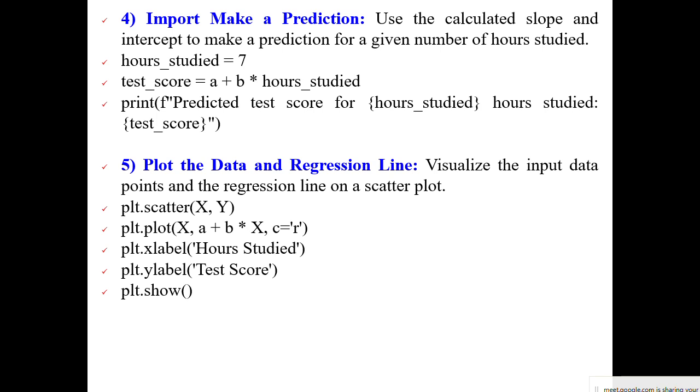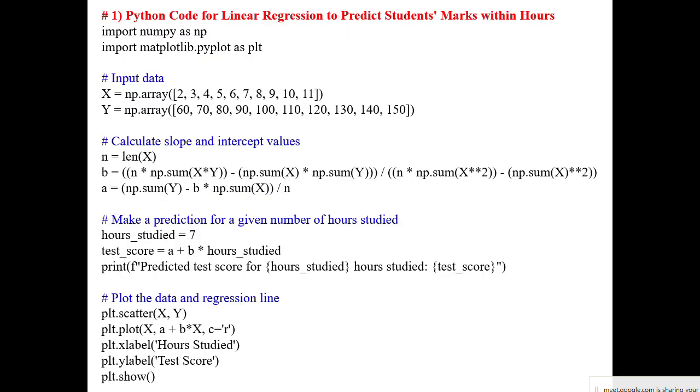Plot the data and the regression line. Visualize the input data points and the regression line on a scatter plot. plt.scatter(x, y). plt.plot(x, a + b * x), c is equal to r. plt.xlabel hours studied. plt.ylabel test score. plt.show. So now I am going to execute this program.